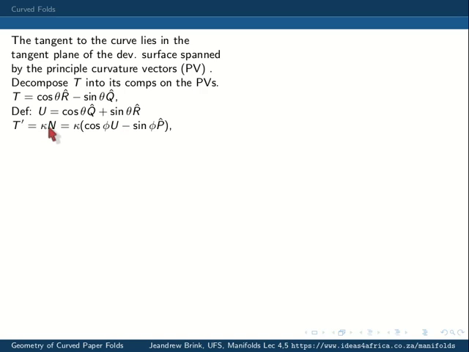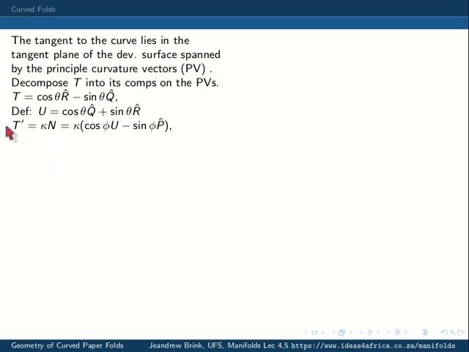So you can say n is equal to n dot r times r plus n dot q times q plus n dot p times p. If you do that, you're going to get an expression in terms of p, q, and r, and it's going to turn out to be cos phi u minus sine phi p. So it's just projecting n onto this. That's one way. You can also just differentiate this and get that as well.